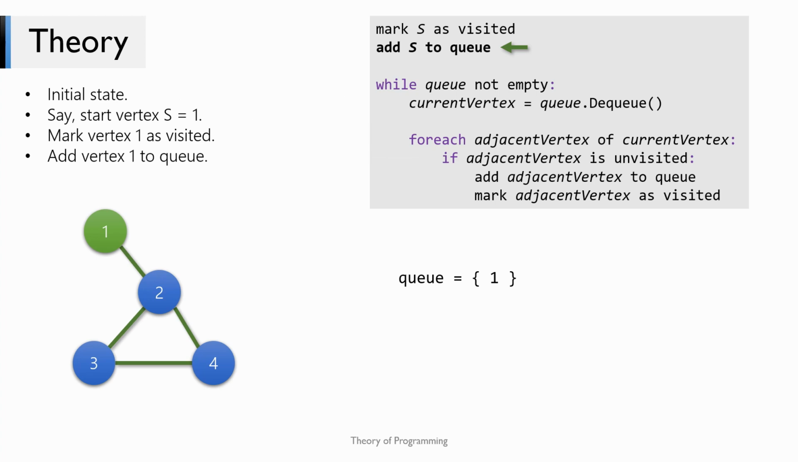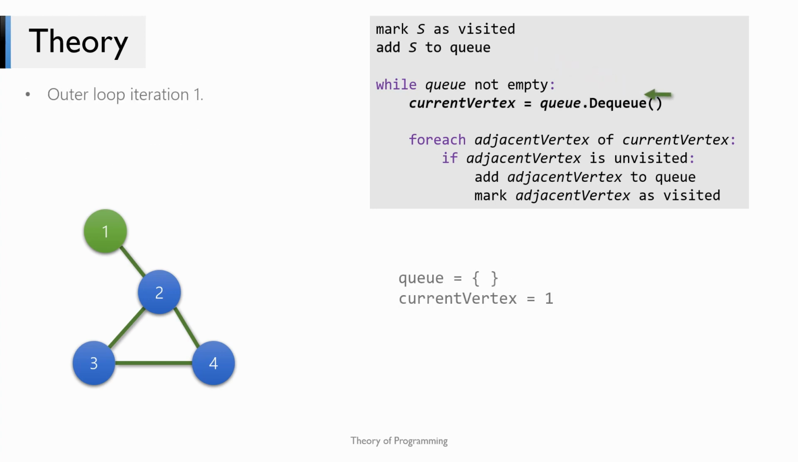So this is our initial state before the graph exploration begins. We will mark vertex 1 as visited. I indicated this in my figure by coloring vertex 1 as green. Now we will add it to the queue. So the queue will currently hold one element, which is vertex 1. As the queue was not empty, we will enter the outer while loop. Now we will remove the topmost element from the queue, which would be vertex 1. So the variable current vertex will have the value of 1.